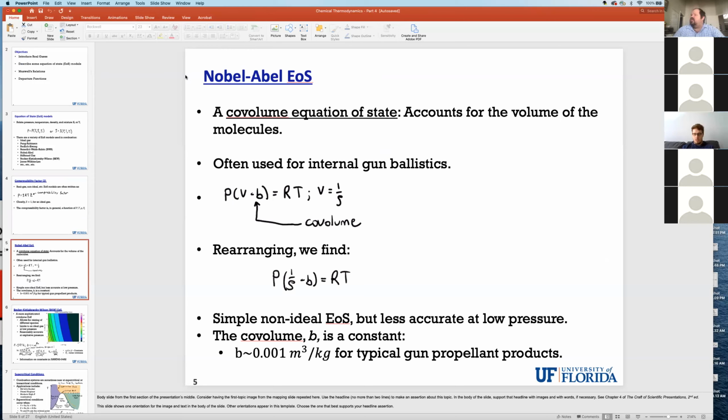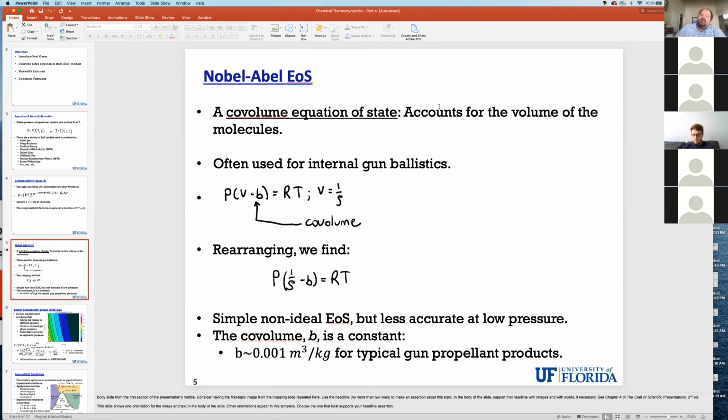This is a so-called co-volume equation of state, and this accounts for the volume of the molecules, whereas ideal gas just did not account for the volume of the molecules. The ideal gas equation of state is inaccurate at very high pressures because the molecules are jammed so close to one another that they can actually touch one another. And the ideal gas model basically lets them completely overlap. It does not account for that volume.